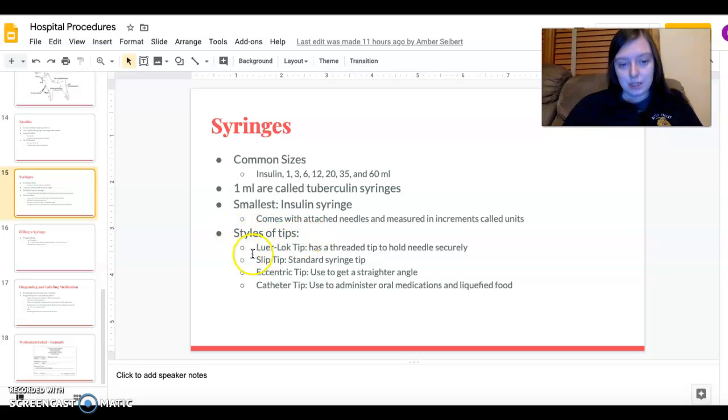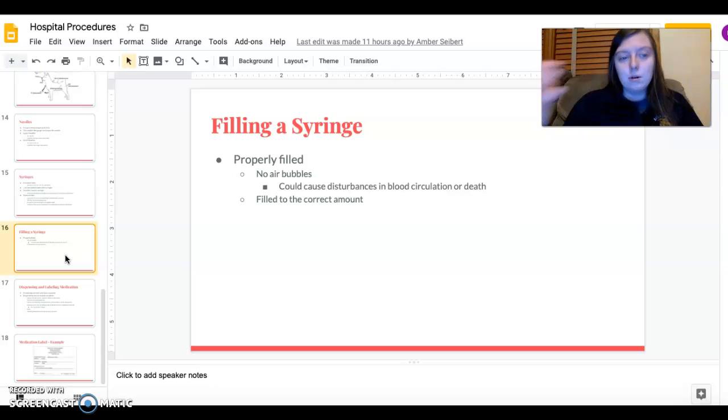There's different styles of tips on our syringes. Just to get you familiar with these, we have the Luer lock tip that has a threaded tip to hold the needle securely. A slip tip is going to be a standard syringe tip. An eccentric tip is going to be used to get a straighter angle, and a catheter tip is going to be used to administer oral medications or liquefied food. Sometimes we just have to ingest it or put it right into their body so they are able to use that medicine faster, and that's why we would do those things.